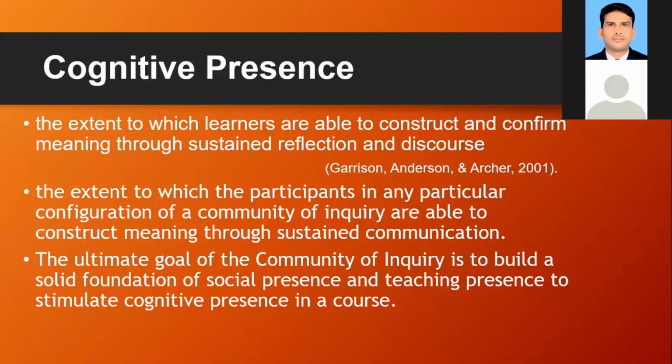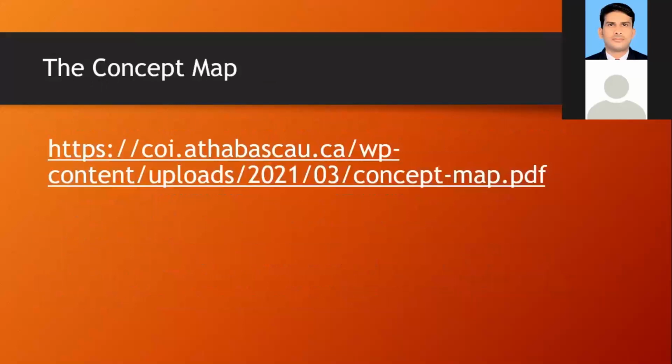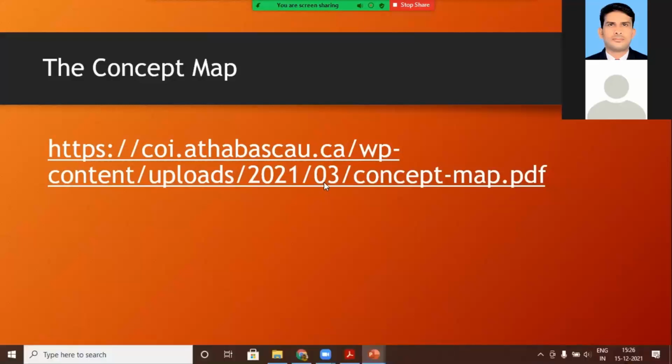So the extent to which the participants of any particular configuration of a community of inquiry are able to construct meaning through sustained communication. So sustainability of the communication is the key, because the ultimate goal of the community of inquiry is to build a solid foundation of social presence and teaching presence to stimulate the cognitive presence in a course. Let us go for a concept map and I will try to explain it to you if it will open.